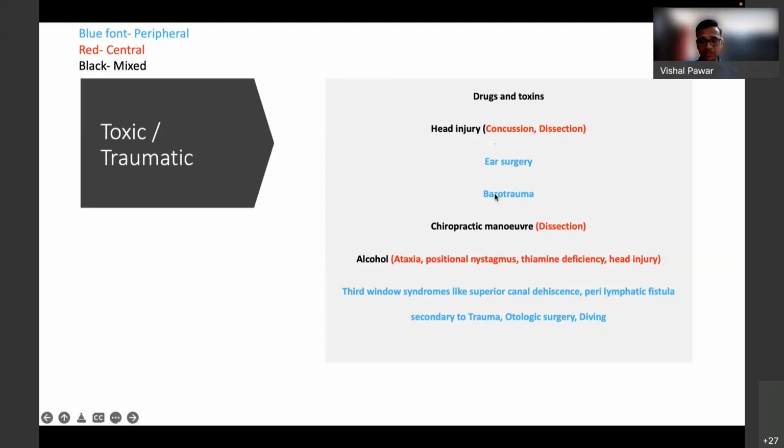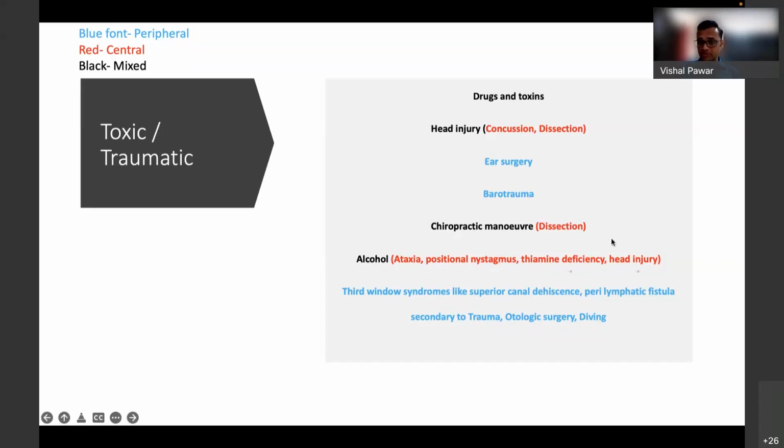Of course, other vestibular disorders also we need to take into consideration. After ear surgery, patients can develop a variety of things and can have vertigo. Barotrauma can lead to some disorders. Chiropractic maneuvers can lead to vertebral artery dissection. Alcohol can cause ataxia and positional nystagmus. Chronic alcohol intake can lead to thiamine deficiency, and vestibular symptoms are very common in thiamine deficiency.